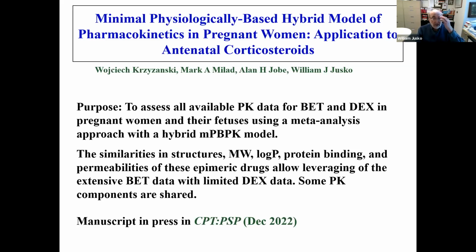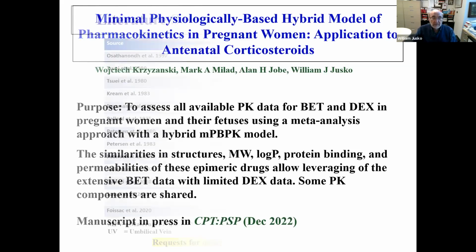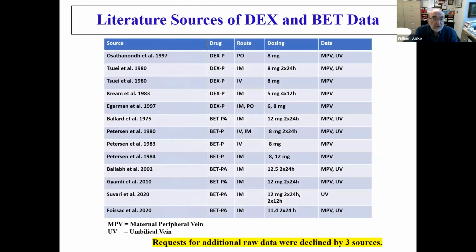As you'll see, what we've encountered was very rich data for betamethasone because that is the standard of care, but very little data for dexamethasone because its use for this indication is basically exploratory. So we did the best we could. So the literature sources were all of the publications cited here. The full list will be in our paper.